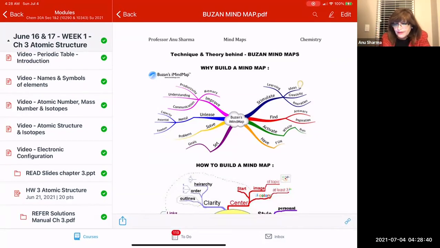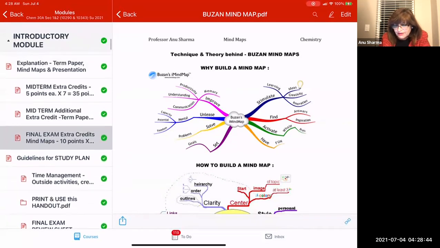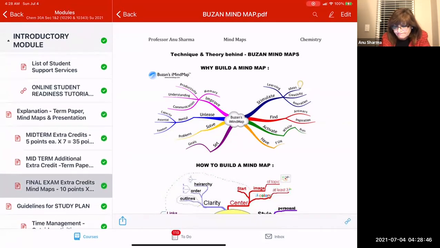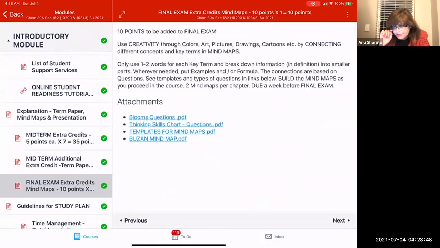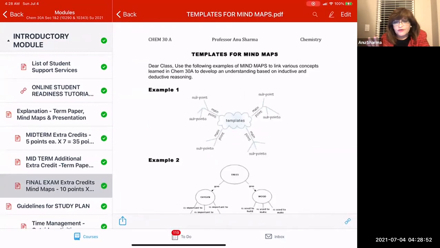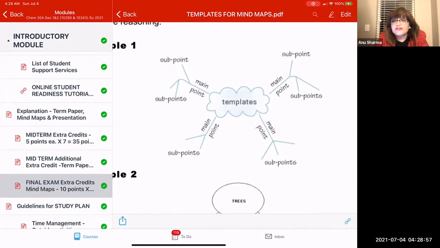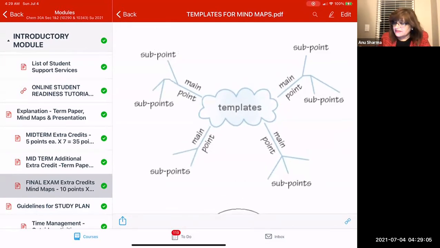So this is one. Now, here are some of the templates I'm giving you. Final exam mind maps right here, and these are the templates. This is just to give you an idea. You can simply write down the main idea from that chapter, for example, the chapter on atoms. You can write down atoms in the middle where it says templates.